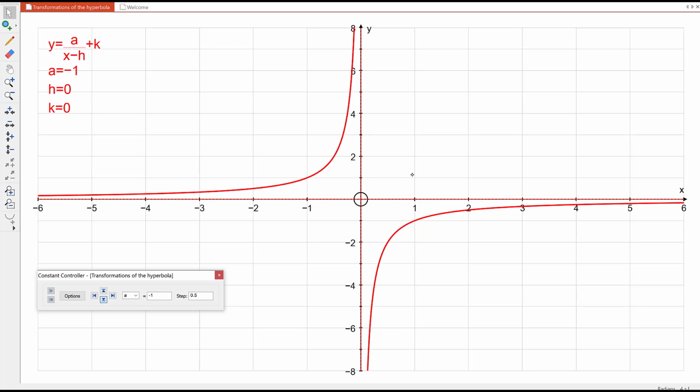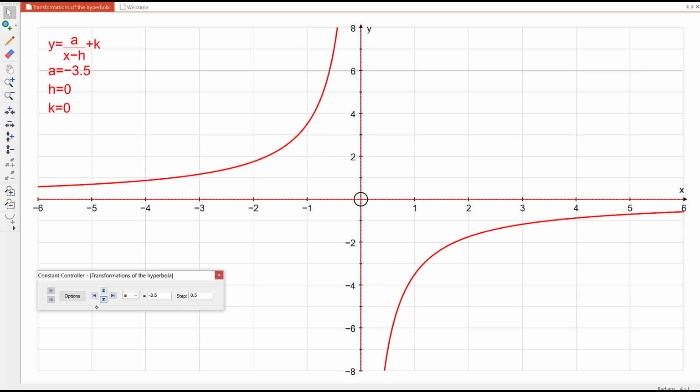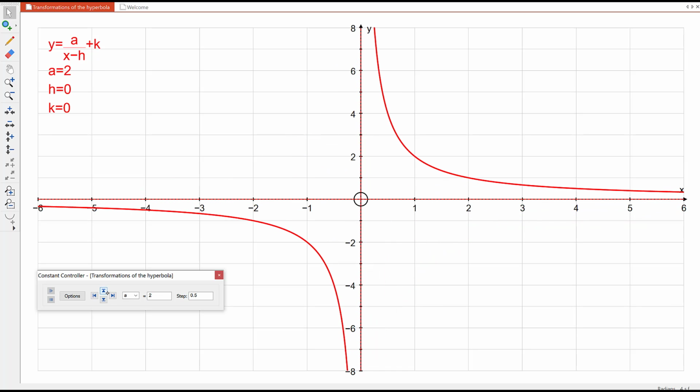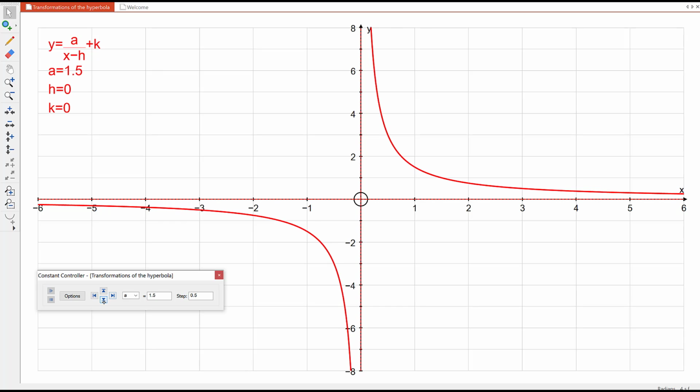We see now our hyperbola, instead of going through (1, 1), now goes through (1, -1). And now we've got a branch of the graph down here in the bottom right quadrant. And similarly, the point that was at (-1, -1) is now at (-1, 1). And we've got a branch up here in the top left quadrant. Okay, then we can reflect and dilate, so both stretching away from the x-axis and reflecting in the x-axis. Okay, let's go back to a equals 1.